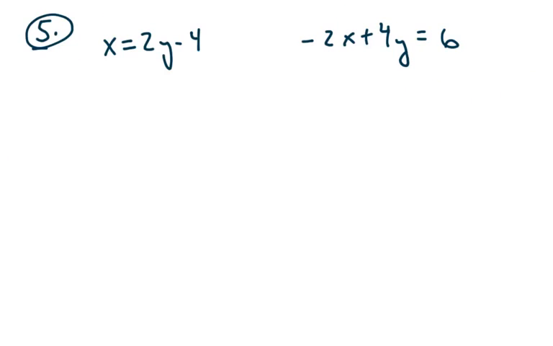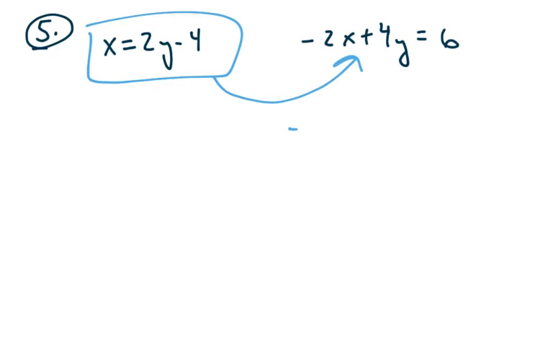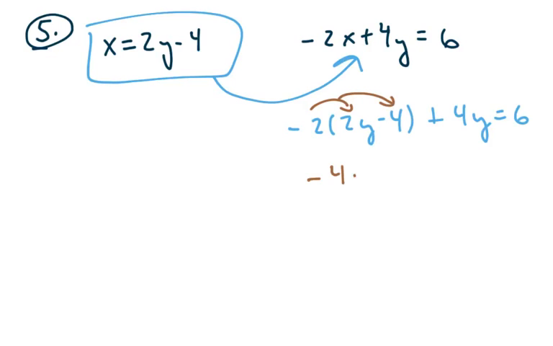Alright, next up we have x equals 2y minus 4, and then we also have negative 2x plus 4y equals 6. So go ahead, pause the video, give it a shot, see if you can figure out how to do it. Should be more of the same. And now let's do it together, if you haven't done so already. It makes sense to plug in 2y minus 4 for x, because x is already isolated. And then we solve. So we'll distribute. We'll get negative 4y plus 8 plus 4y equals 6.